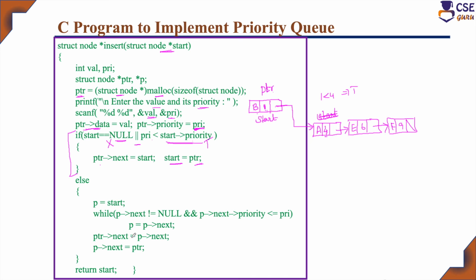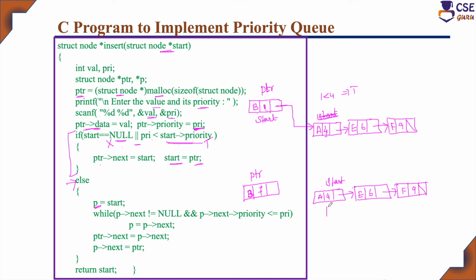And the second case, for example, I will consider this PTR as the priority number 7. Okay. So here, in this case, both conditions will fail. For this PTR, both conditions will fail. So go to the else part, and here P equals start, and consider the same elements in the priority queue. And this is the priority queue, which was already there. Okay. E with priority 6 and then F with priority 9. This is start. Okay. Consider P as start.